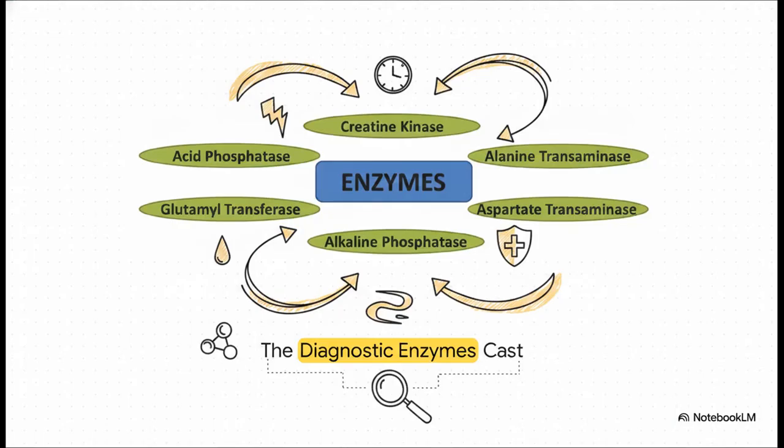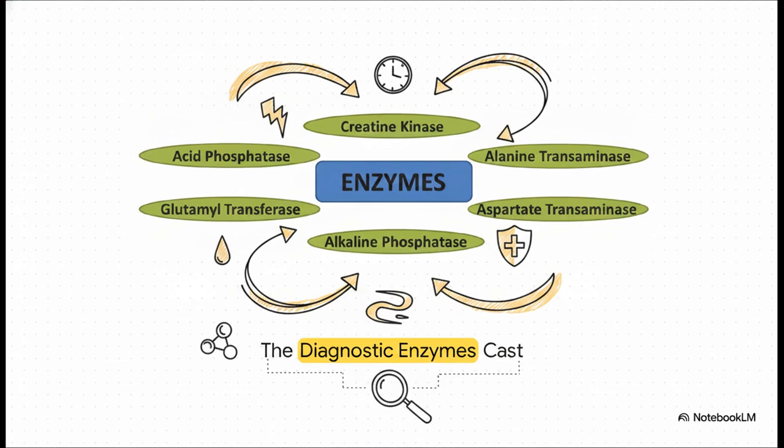And that brings us to our core cast of diagnostic enzymes. Think of this as our evidence map. Researchers have concentrated heavily on enzymes like creatine kinase, alanine transaminase, aspartate transaminase, acid phosphatase, alkaline phosphatase, and glutamyl transferase. Each one of these enzymes acts as a unique molecular breadcrumb. When we spot them in elevated numbers in the blood plasma, they point us directly back to the specific failing organs. So, whether we are dealing with jaundice, pancreatitis, cancer, or neurodegenerative disorders, these enzymes are our go-to markers.